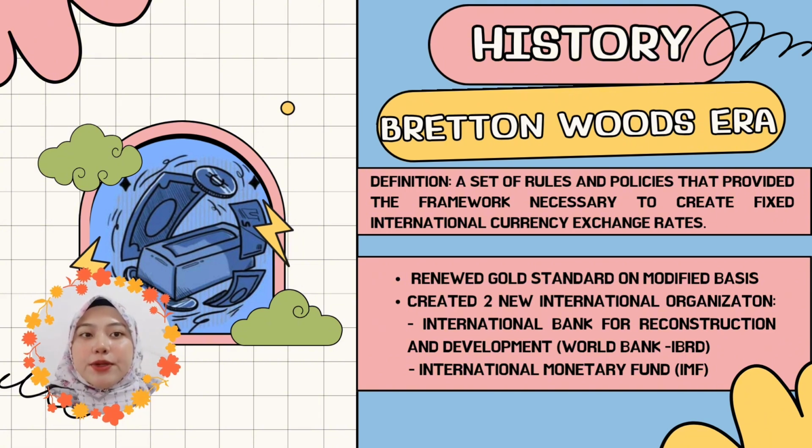Most importantly, the Bretton Woods system led to the creation of two crucial international organizations that are still highly relevant today. First, the International Bank for Reconstruction and Development, IBRD, more commonly known as the World Bank. And second, the International Monetary Fund, IMF. These institutions were designed to foster global monetary cooperation, secure financial stability, facilitate international trade, promote high employment and sustainable economic growth, and reduce poverty around the world.